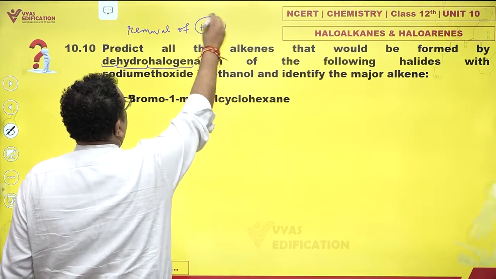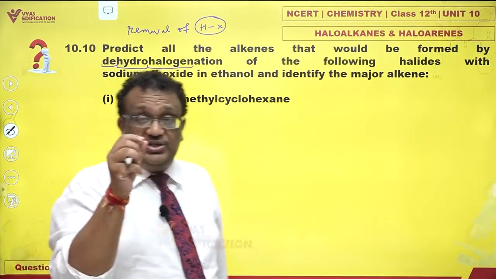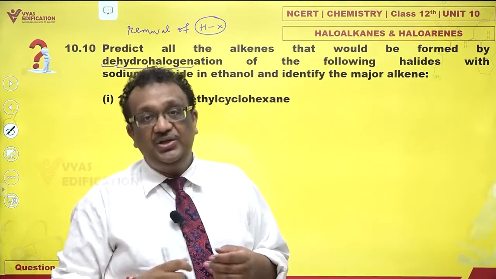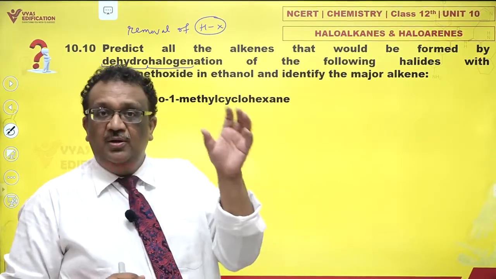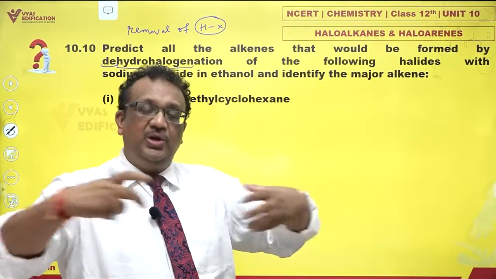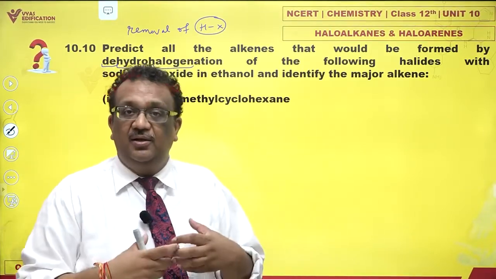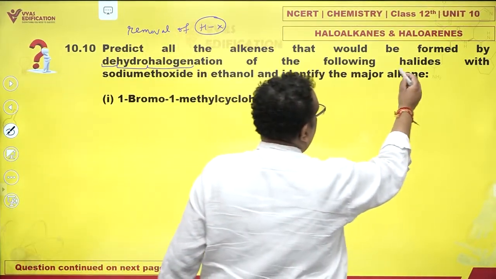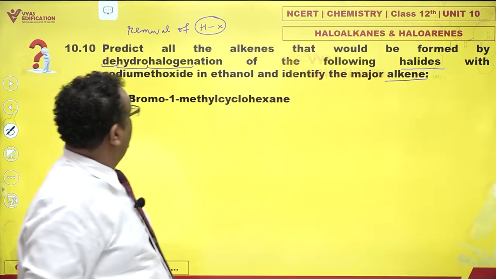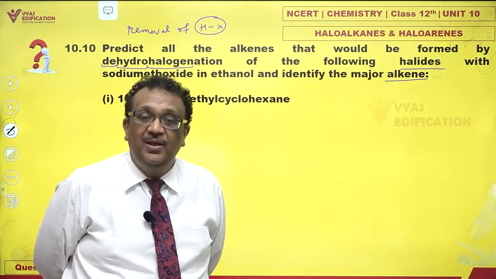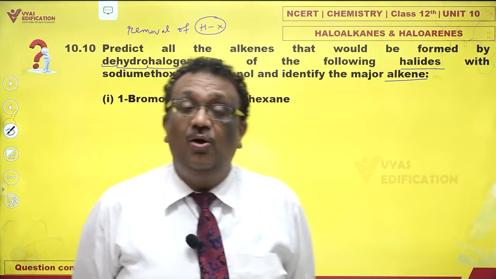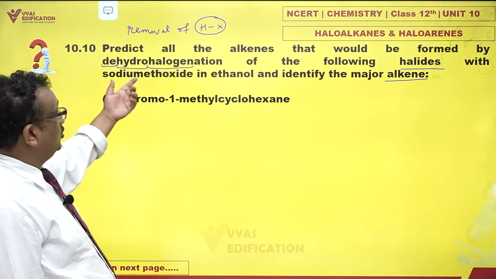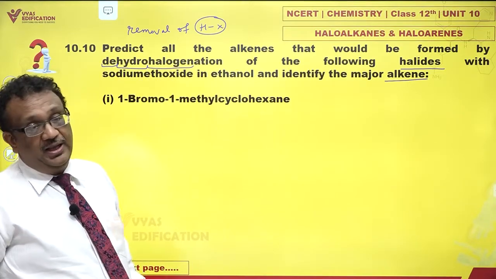It means removal of HX. Please note in this case, H is attached to one carbon and X is attached to the adjacent carbon. So, removing H plus and X minus together from an alkyl halide to produce the alkene is called dehydrohalogenation. Please note, this is called an elimination reaction. For this, you need a strong base like sodium ethoxide in ethanol or alcoholic KOH.